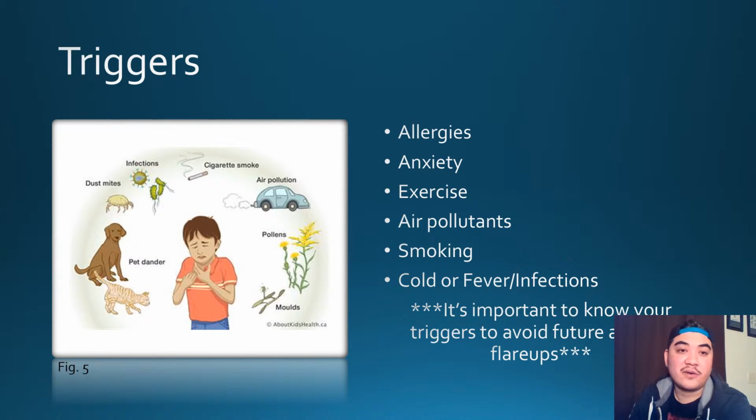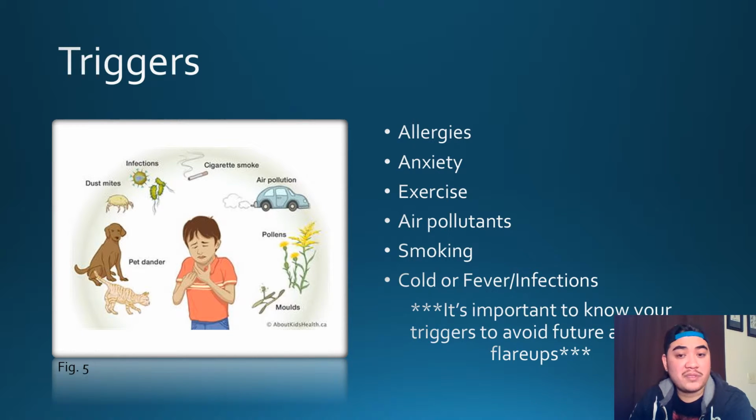Okay, so next thing we're going to go over are triggers. Triggers are usually allergies, anxiety, exercise-induced, and air pollutants. Air pollutants could be something from you working with paints or solvents or anything like that that is not in the natural air, just like very nasty chemicals, or gasoline. People that are smoking, or you smoke, you can pretty much be triggering your own asthma. And sometimes your asthma exacerbations really won't flare up until you have a cold or fever or some sort of infection.